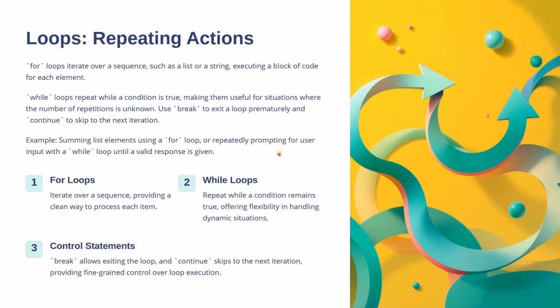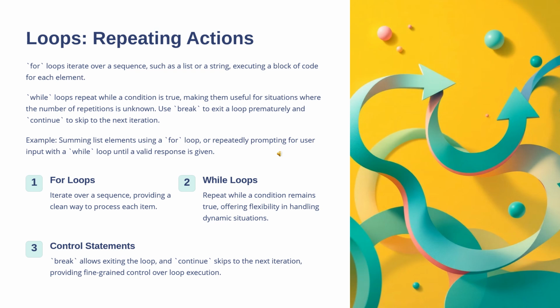Loops, repeating actions. For loops iterate over a sequence, such as a list or a string, executing a block of code for each element. While loops repeat while a condition is true, making them useful for situations where the number of repetitions is unknown. Use break to exit a loop prematurely, and continue to skip to the next iteration. Example: summing list elements using a for loop, or repeatedly prompting for user input with a while loop until a valid response is given.